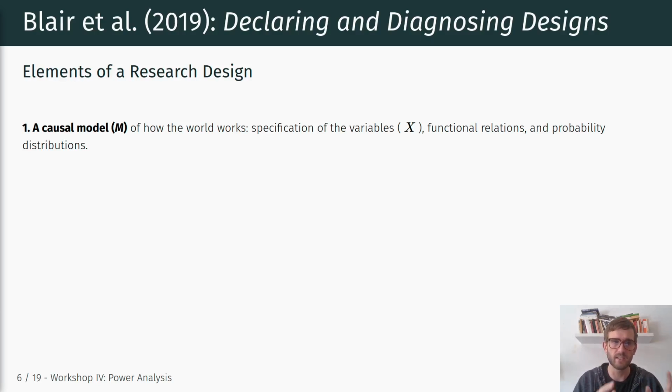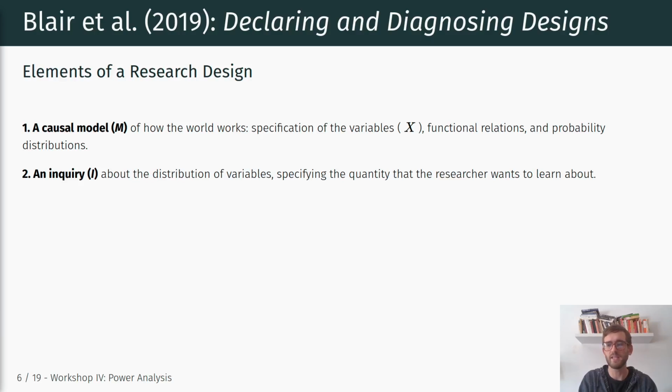The first is a causal model, which is denoted as M, which basically describes how the world works. That's the underlying true data generating process, which includes a specification of the variables that are included, their functional relations, as well as the underlying probability distributions for exogenous variables. For endogenous variables, we also specify how they are influenced by other exogenous factors. Okay, so this is the complete data generating process.